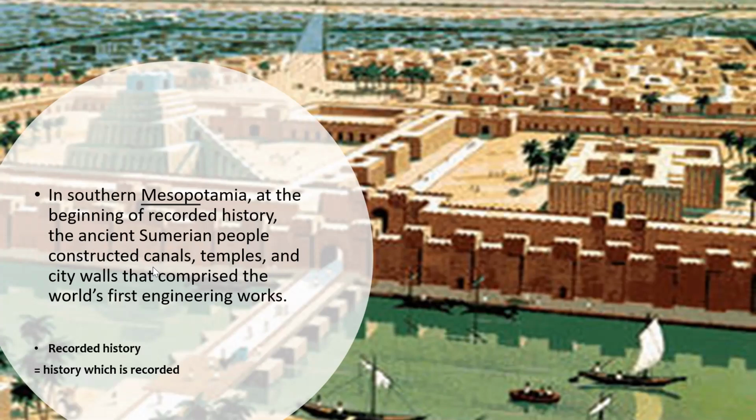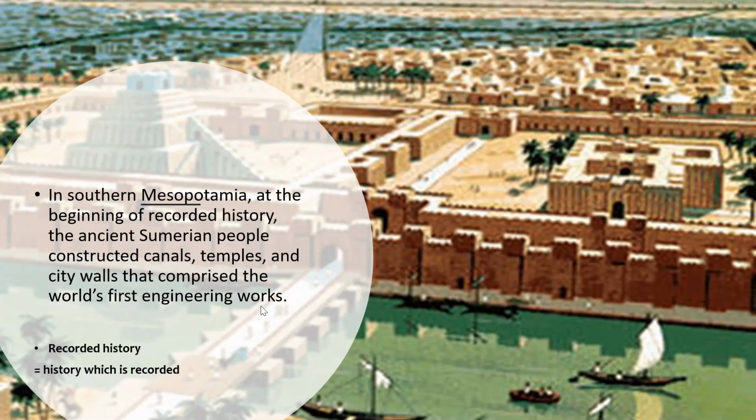So the next one is, what did the Sumerian people construct? The first one is canals like this. And then you have temples behind this one. And you have city walls like this one that comprise the first engineering works.